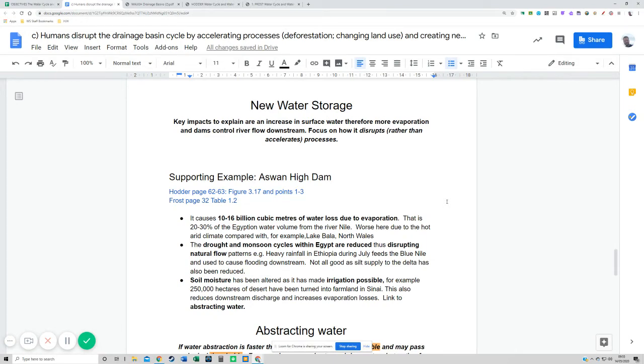There's some notes in the textbook on that, so I'm going to leave you to that. But the key idea is it can change evaporation rates, so you lose more water from the local system. So it can dry the area out because you have less water in total left because of the evaporation. And it also can control the water flow down the river.